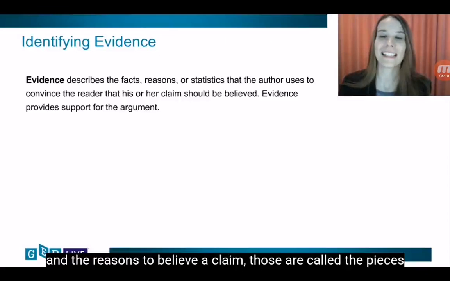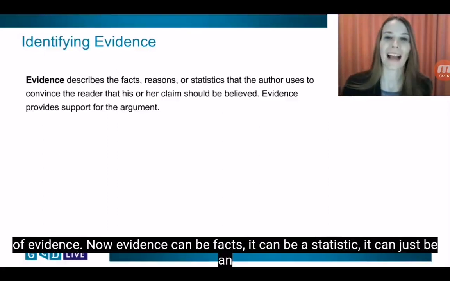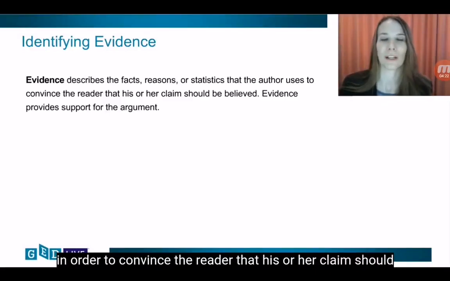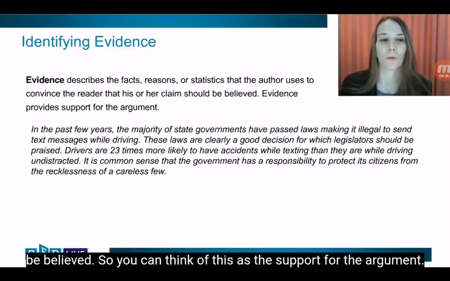And the reasons to believe a claim, those are called the pieces of evidence. Now, evidence can be facts, it can be a statistic, it can just be an explanation or a reason, but it's anything that an author uses in order to convince the reader that his or her claim should be believed. So you can think of this as the support for the argument.